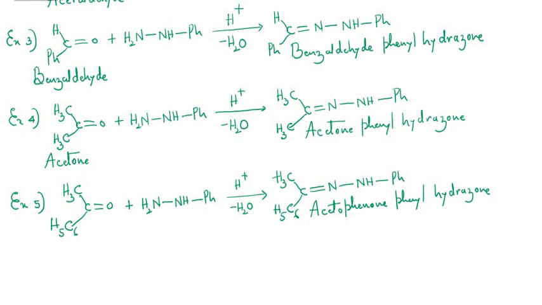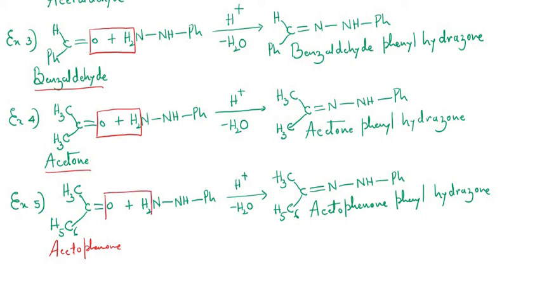So in the next part I have written all the three reactions, students, by taking an example of benzaldehyde, acetone and acetophenone. I think I forgot to write here acetophenone. In fact it is an aromatic ketone. So in all these reactions a similar thing happens, that is the hydrogen of hydrazine, that is phenylhydrazine, and the oxygen of that carbonyl group is lost, right? And therefore we will be getting the corresponding phenylhydrazone.